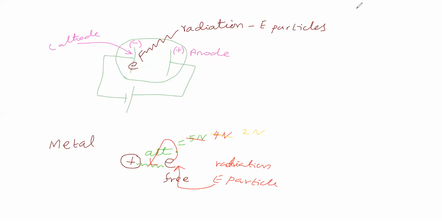So that this attraction is broken due to this radiation. So this electron breaks this attraction. Suppose it becomes 0 Newton. Now the attraction between this nucleus and this electron is 0 Newton.